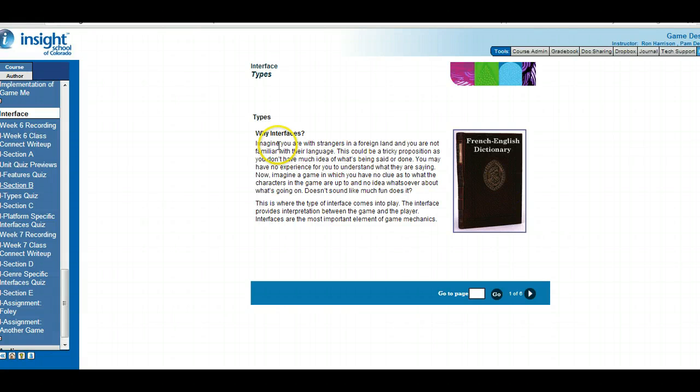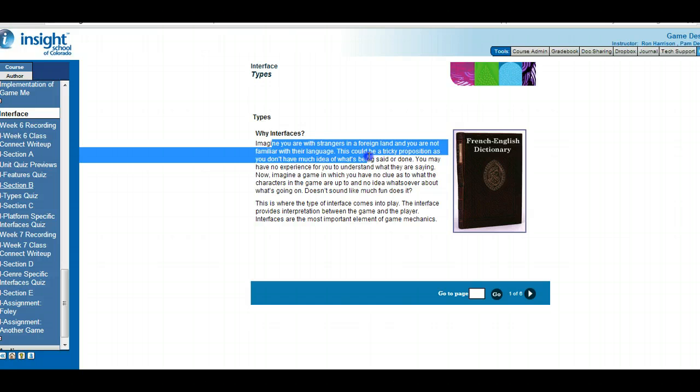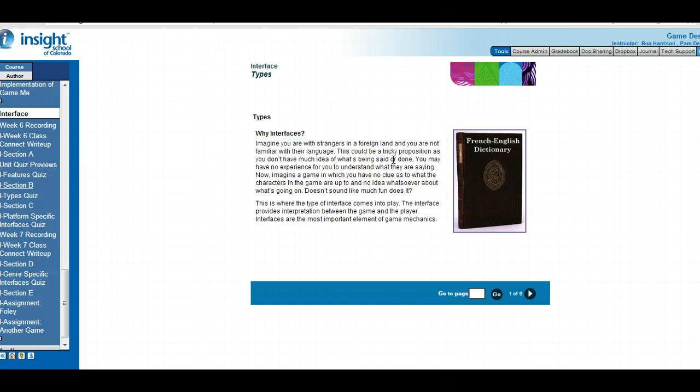So it starts talking about, imagine if you were with a stranger in a foreign land and you're not familiar with their language. This could be a tricky proposition, as you don't have much idea of what's being said or what's being done and things like that. So obviously that wouldn't sound like much fun. Well, this is where the interface of games comes into play. So the interface provides the interpretation between the game and the player. And interfaces are the most important elements of game mechanics.